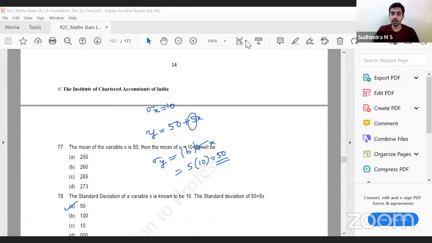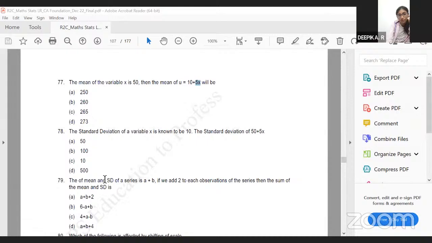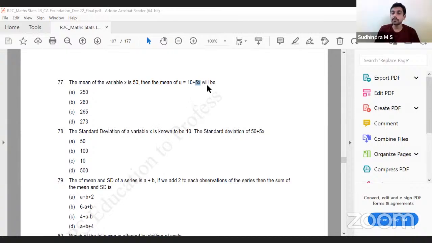This is question number 78. Next one, question number 79. The mean and standard deviation of a series is a plus b. If we add 2 to each observation of the series, then the sum of mean and standard deviation is A plus B plus 2. Very good. It is A plus B plus 2.